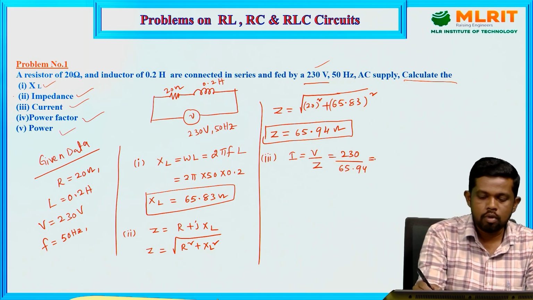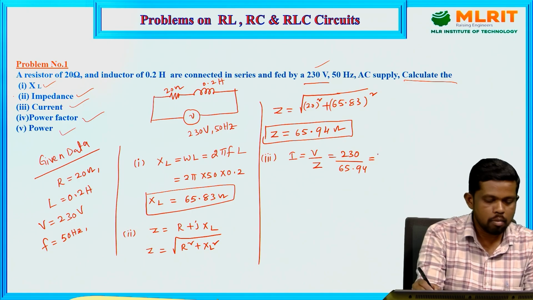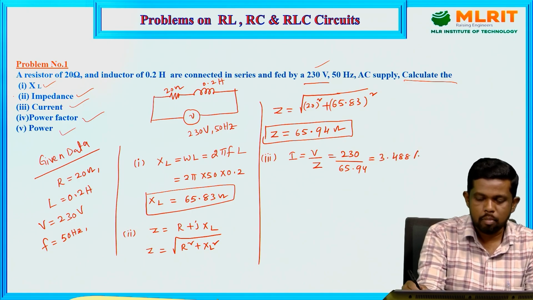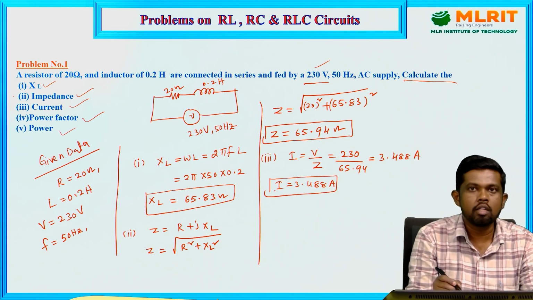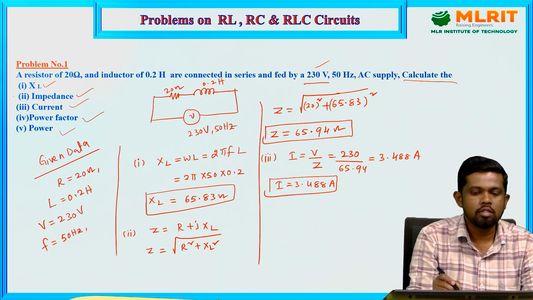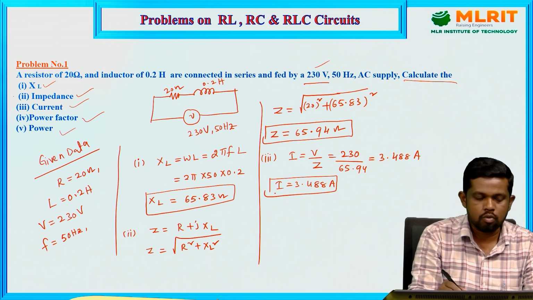The value of I is 3.488 ampere. This is also an RMS value. So 3.488 ampere is the RMS value of the current. After simplification, we get 3.488 ampere as the current offered by the network, I mean the current given by the source.